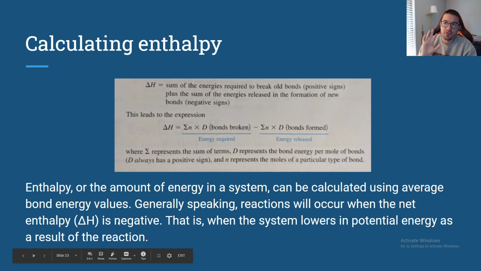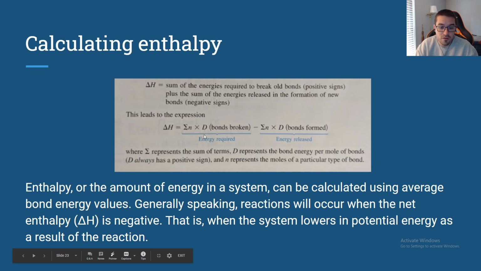And remember, from the perspective of the system, if the net enthalpy is negative, that means that during the reaction, energy was released or energy was lowered, right? From the system's perspective, energy was released. That's generally why chemical reactions occur, when the system lowers in potential energy as a result of the reaction. So what we're going to be doing is calculating these delta H's, or these changes in enthalpy.